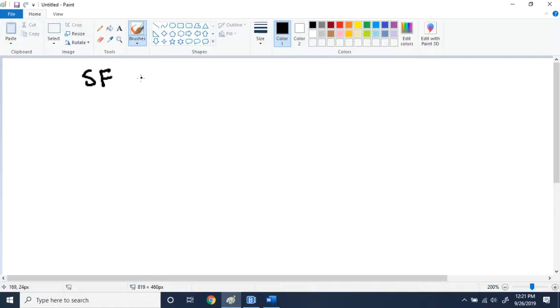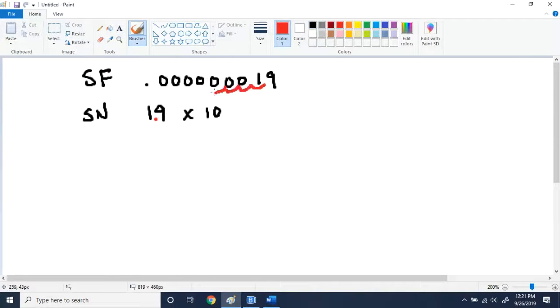Standard form. Okay. We're going to go to scientific notation. Write out our positive integers. Place our decimal. Times 10 to a negative power, because the number is really small. 4, 5, 6, 7, 8 jumps, negative 8.